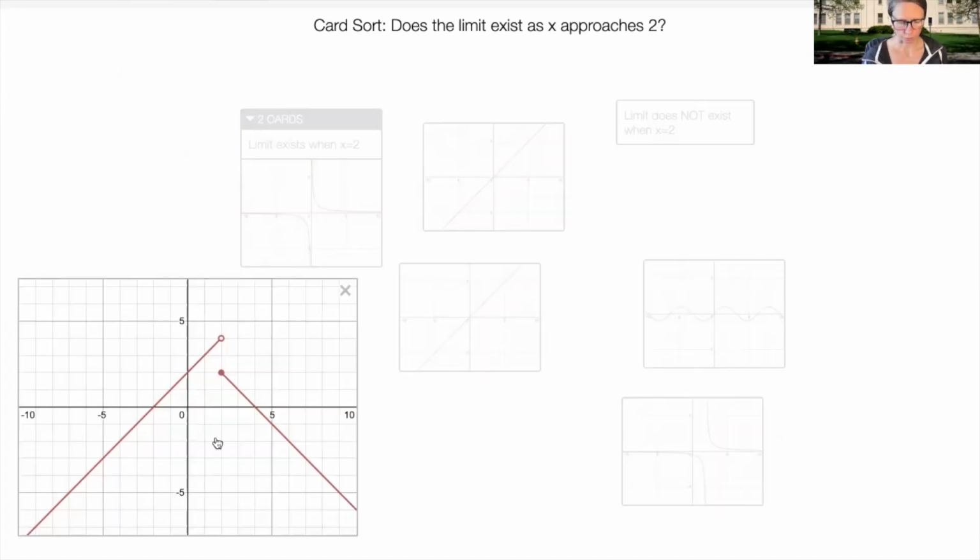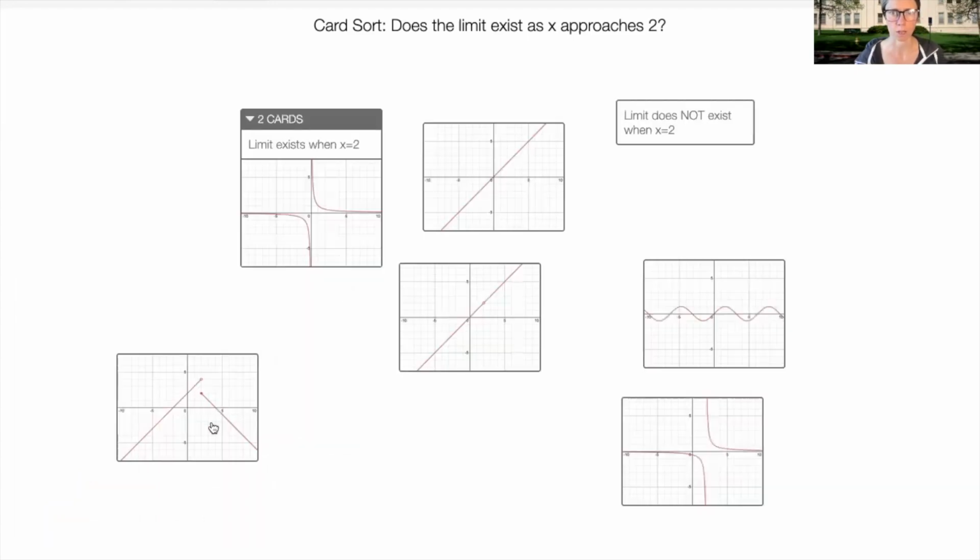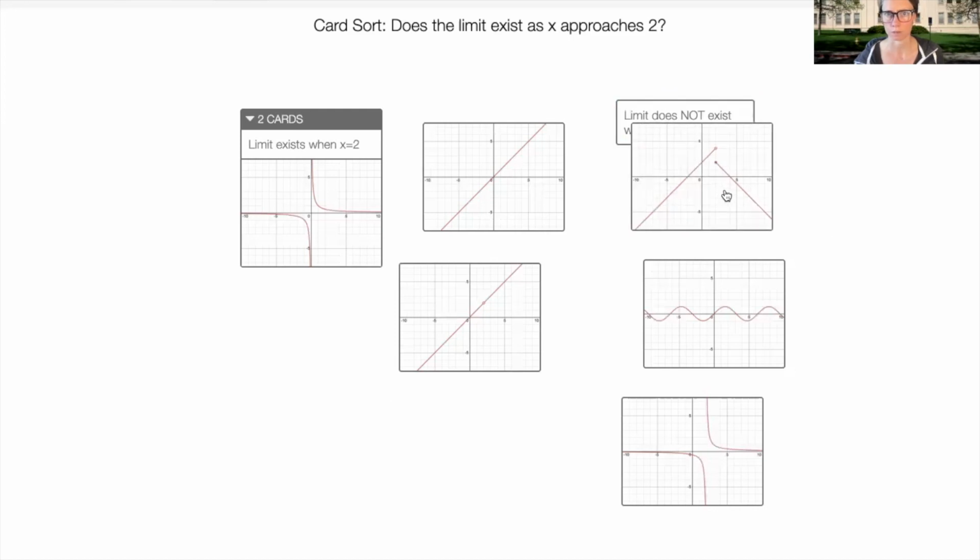In this graph, when x is equal to 2, we have some trouble approximating the height of the function. If x is smaller than 2, the outputs are close to 4. But if x is larger than 2, the outputs are closer to 2. And we cannot shorten that gap. No matter how close we pick our inputs to 2, we can never get our outputs to be close together. We would say then that this graph does not have a limit when x is equal to 2.